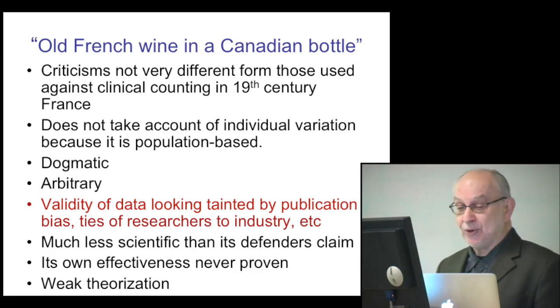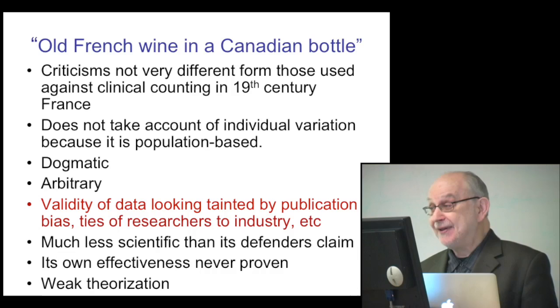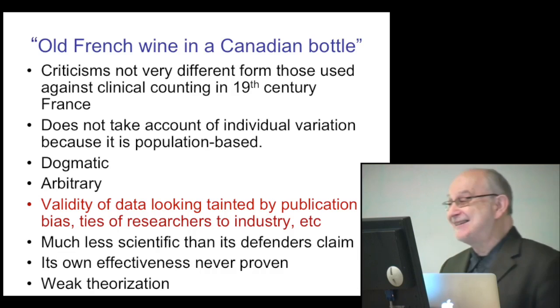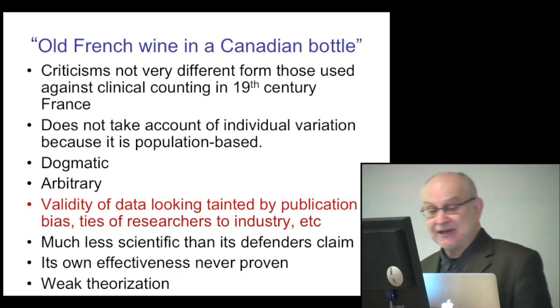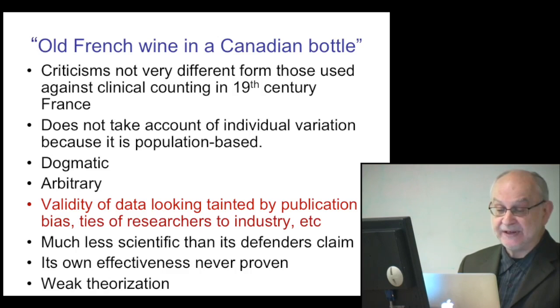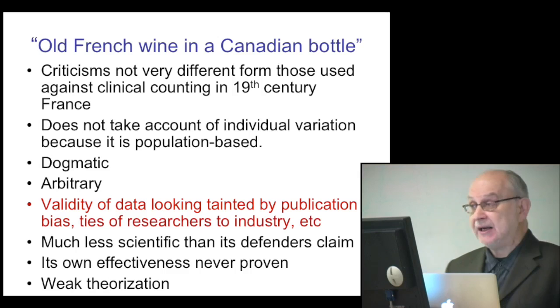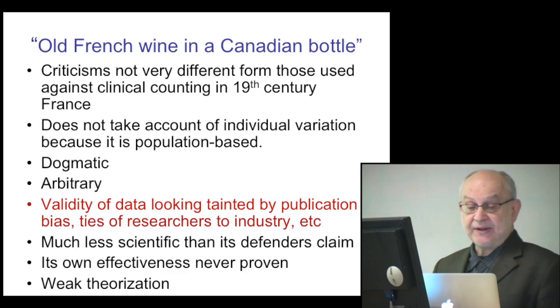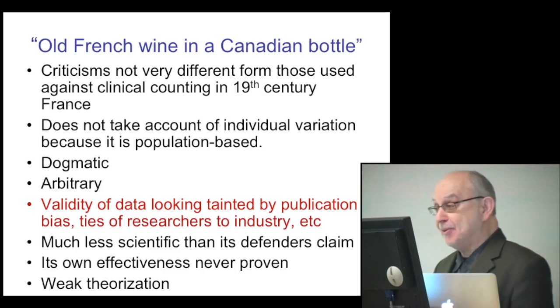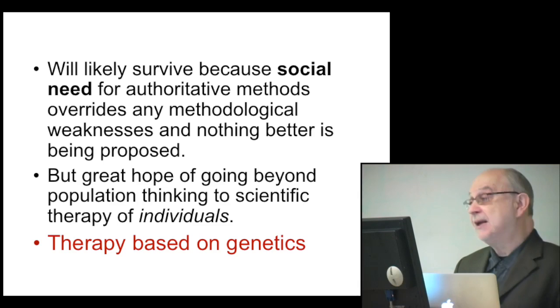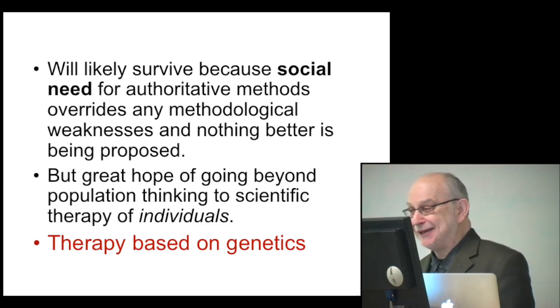And in fact, the criticisms that you saw in the 1990s and early 2000s were almost exactly the same as the criticisms that you saw in the 1830s about Louis. They had to do with the fact that counting didn't take account of individual variation because it was population-based. It was argued that it was dogmatic, it was arbitrary, the validity of data was tainted by publication bias, etc. It was much less scientific than defenders claimed, and I think most tellingly, its own effectiveness had never actually been proven. Plus, the theorization of it, and I can tell you this from having read a lot of the early EBM stuff, was extremely weak.